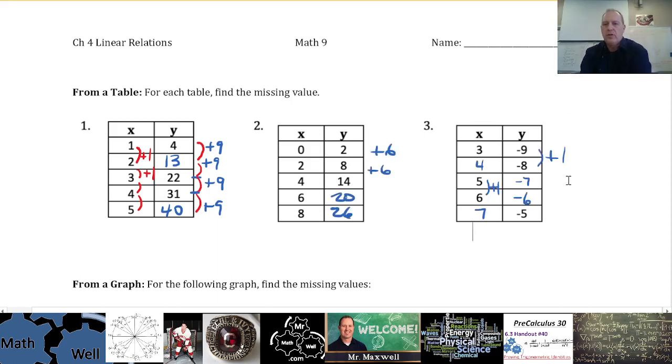All right, here are the answers for 2 and 3. Check to see if you agree. I noticed that we add 6 to each one on the y value. So I add 14 plus 6 is 20. 20 plus 6 is 26.